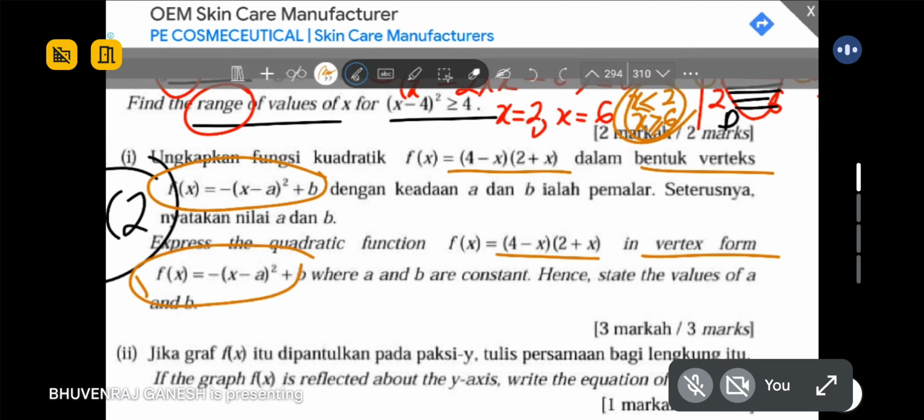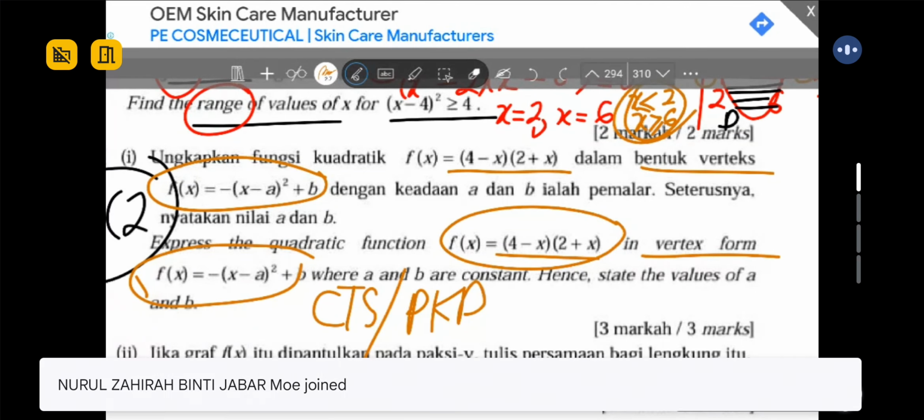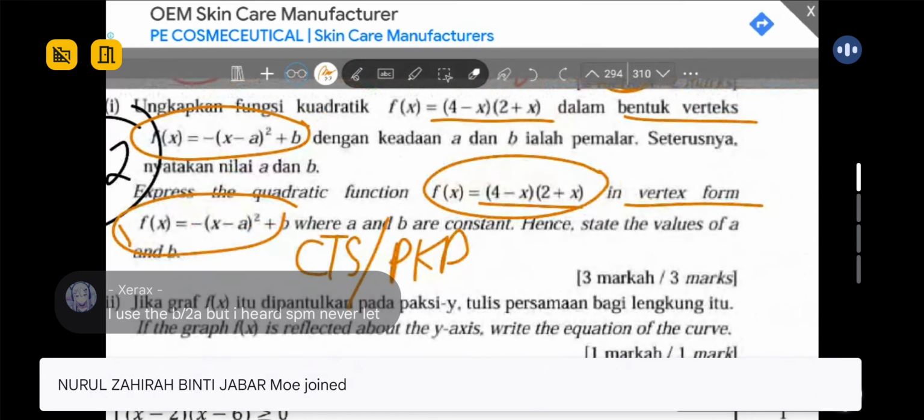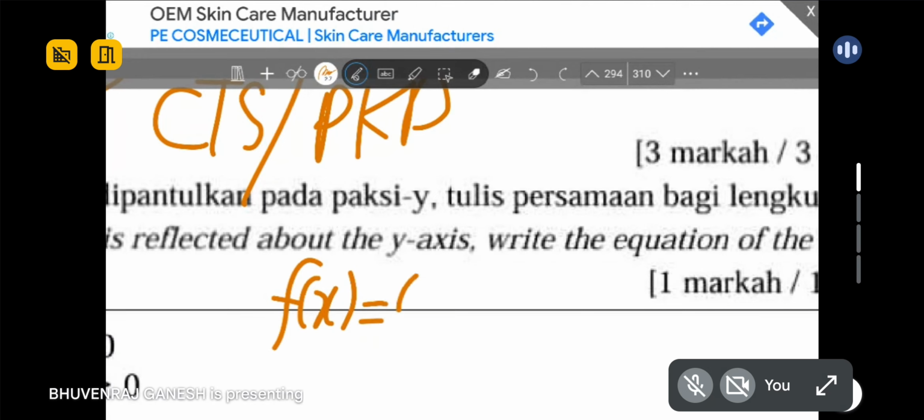It's nice, guys. Easy only. You must use CTS, guys. In BM it's called PKD, penyempurnaan kuasa dua. Always remember, to convert this or any equation to vertex form, you must use the CTS method, PKD. Alright, so how do we do it? Okay, very simple. I copy back the equation: (4 - x)(2 + x).